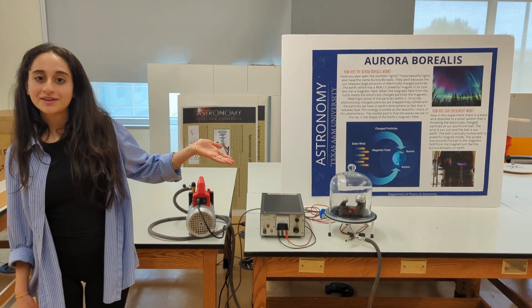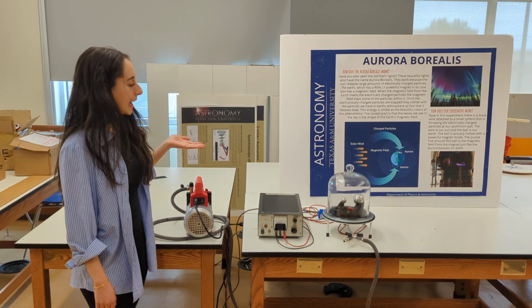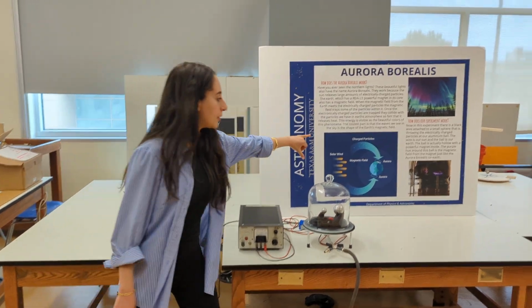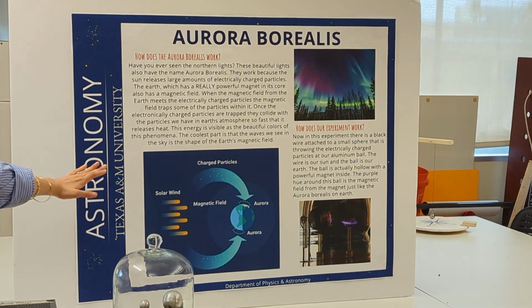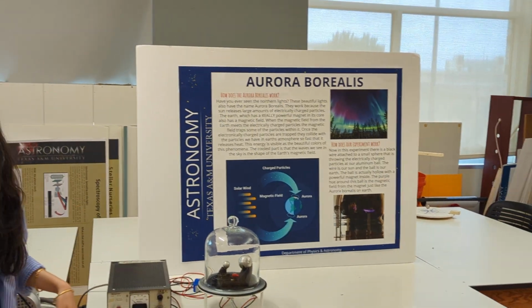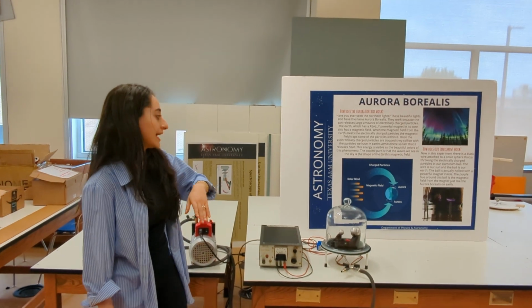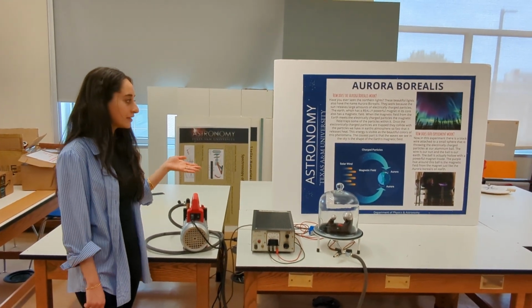The Aurora Borealis, otherwise known as the Northern Lights. Essentially what happens is, in our Earth's poles, you can see the Northern Lights, which is a beautiful display of the sun releasing electrons and protons in the form of solar wind, and it entering our magnetic field and colliding with the different gas particles we have in our atmosphere.